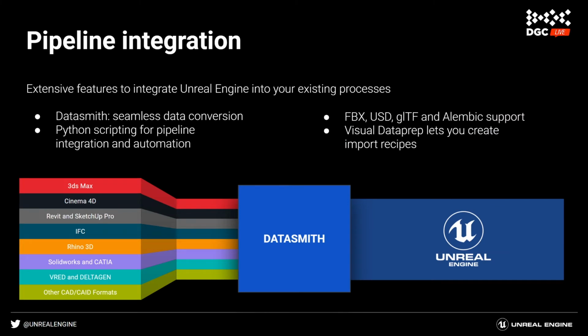And one of the real powers of Unreal is that not just can we output from Unreal Engine, but it also ingests and brings in data from all different types of data sources. Datasmith seamlessly integrates data, and Python scripting can automate the process of bringing in data. We can bring in all types of FBX files, USD files, Alembic support, as well as data from 3D Studio Max, Cinema 4D, Revit, Rhino, SolidWorks, VRED, DeltaGen, processed through Datasmith, going straight into Unreal Engine.